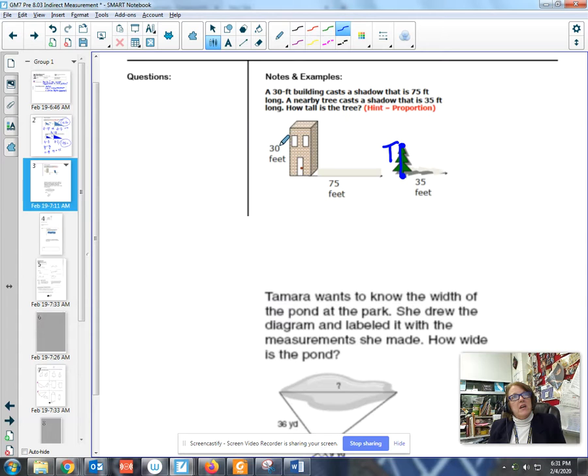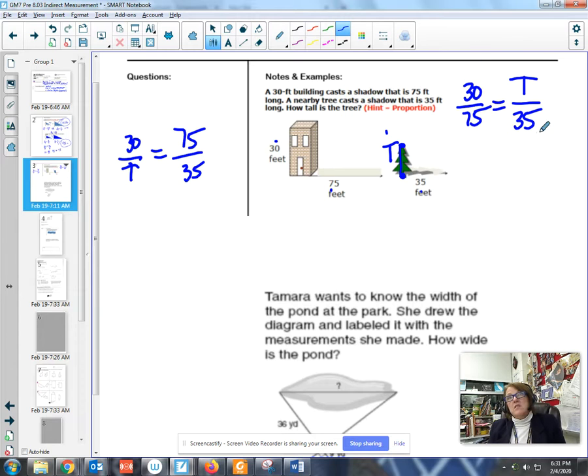30, like building height to shadow, 30 to 75, equals tree height, the unknown, to its shadow. Or you could say 30 is to T. You could come over and write it this way if you like. 30 is to T as shadow is to shadow, 75 is to 35. Regardless, you're going to get the same cross products. Take 30 times 35. I think that's 1,050. 75 times T.